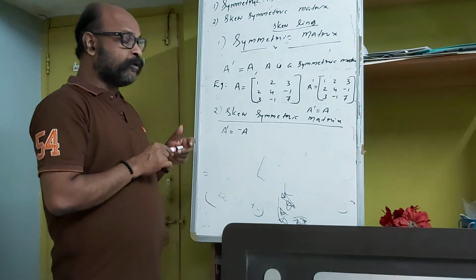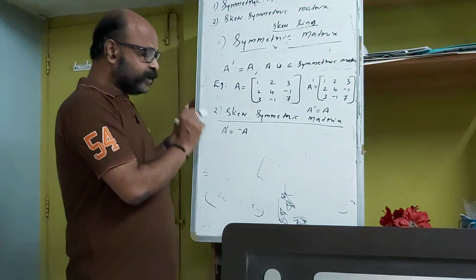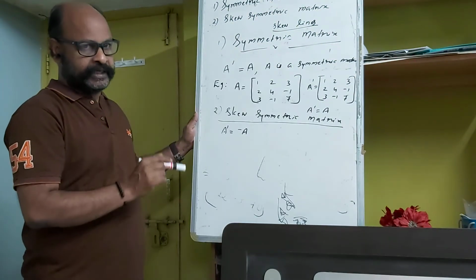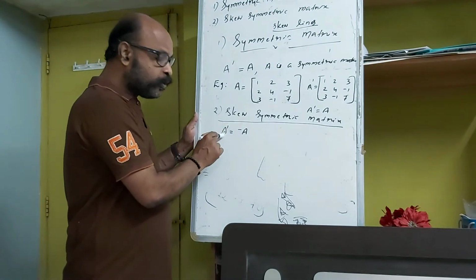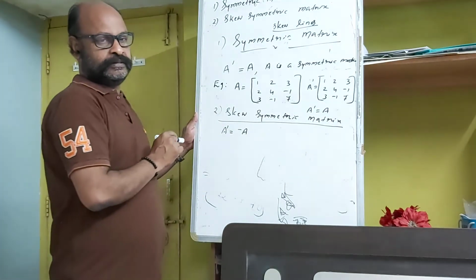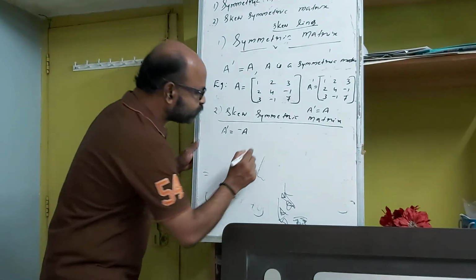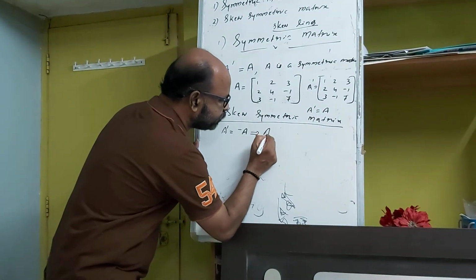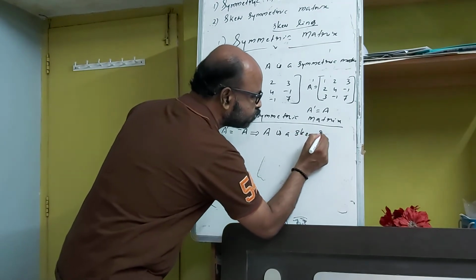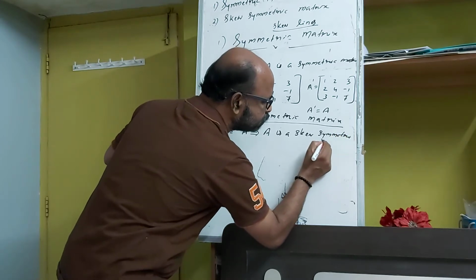Okay, so how do we define a skew symmetric matrix? A square matrix A is said to be a skew symmetric matrix if its transpose is equal to negative of the matrix. That is, A transpose is equal to minus A. So if A transpose is equal to minus A, what do we say? A is a skew symmetric matrix.